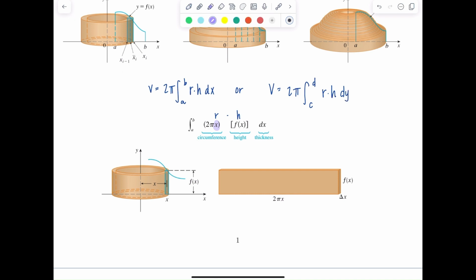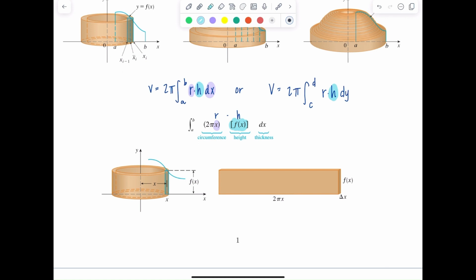And just keep in mind, r, if we're integrating with respect to x, will only have an x in it, or maybe a constant, plus or minus. The function that bounds the region is expressed in the height, never the radius, okay? The radius is just going to be plain old x or plain old y, maybe plus or minus some constant, but not the function. Got it?